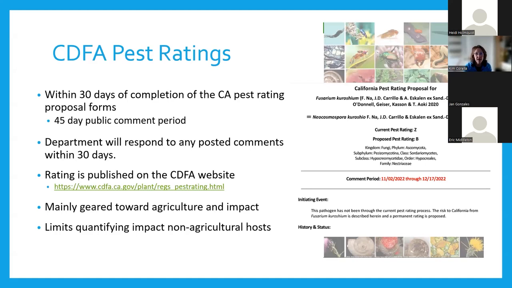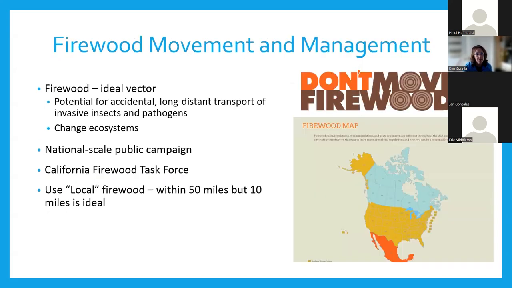So the CDFA pest ratings are really good at assigning potential and actual harm that these invasives may cause, as well as the mitigating regulations that can be used to limit their spread. But invasives can be spread in a variety of ways. And one of the common ways that we've heard many times through this talk is through firewood. So firewood is really an ideal vector. It's really the cause for accidental long distance transport of these invasive pests and pathogens.